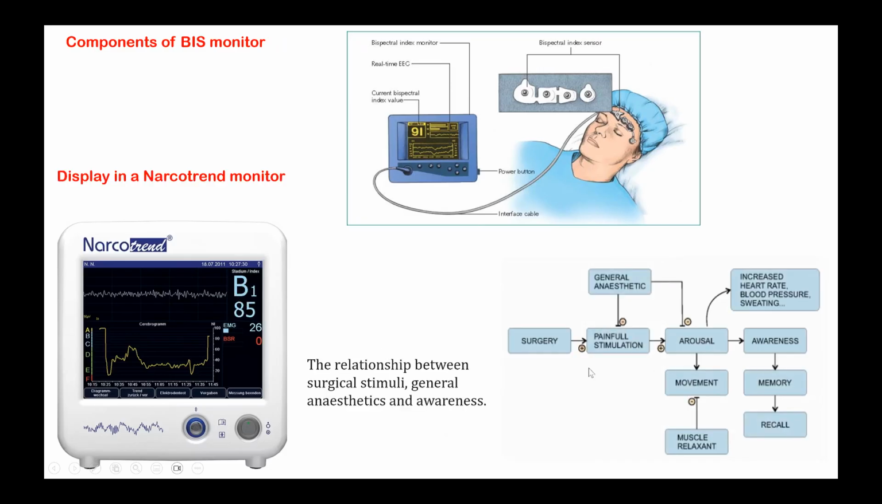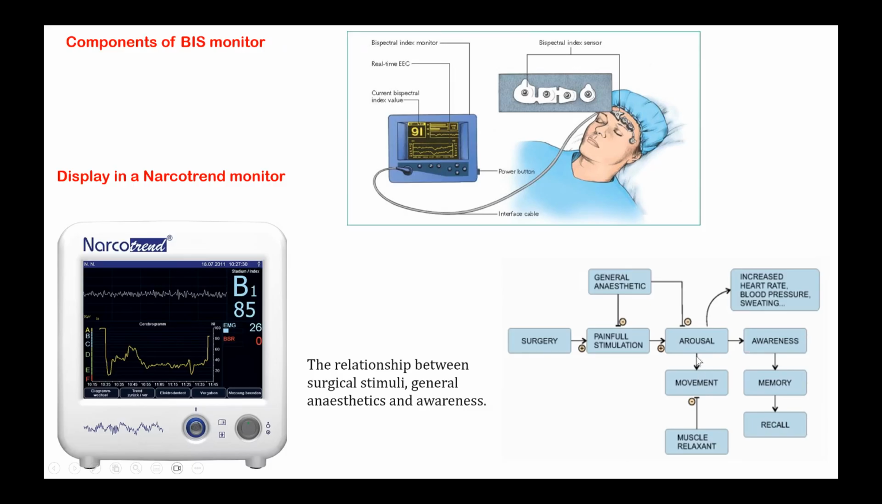And this is the relationship between the surgical stimuli, general anesthetics, and awareness. So when you cause a surgery, it is causing a stimulus, it is going to cause arousal. And general anesthetic is going to suppress the painful stimulation, and also the arousal it has to. So you can see the negative marker here. And this arousal increases the heart rate and blood pressure. And that also tries to stimulate the central nervous system to make the patient become more conscious. And if the patient is not in correct depth of anesthesia, he will try to react. He may even move if your muscle paralysis is not adequate.